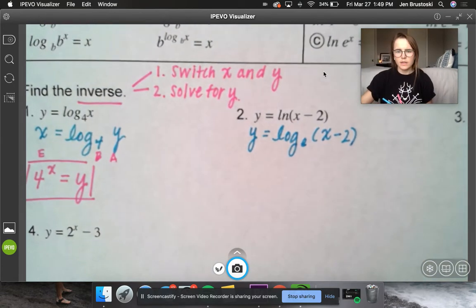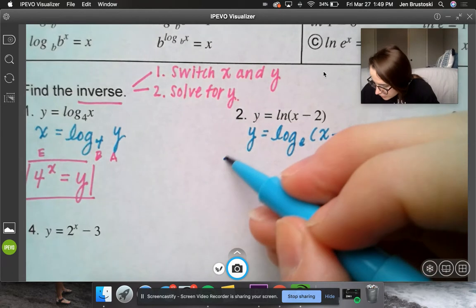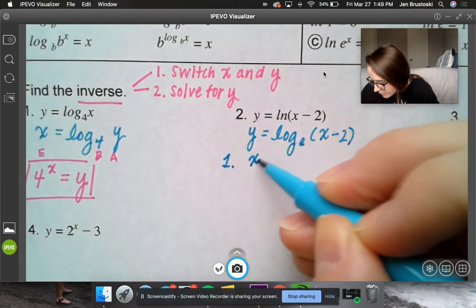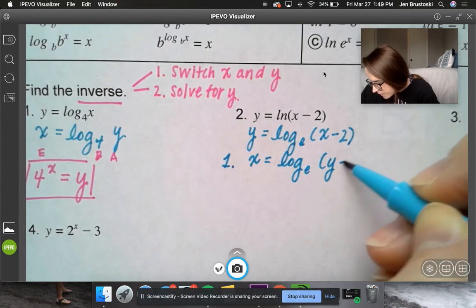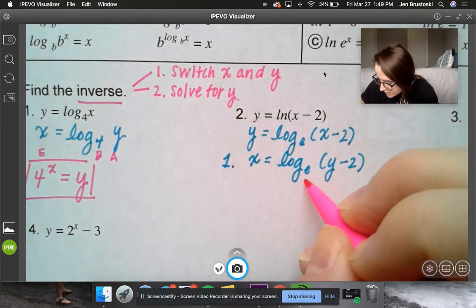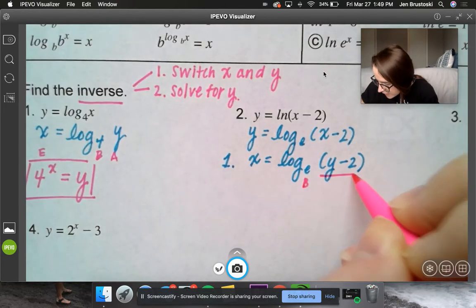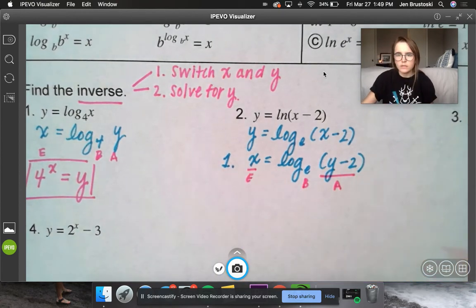Can barely see that. Okay. Now I'm going to do step 1. I'm going to switch my x and my y. So y becomes x, x becomes y. I've got to unlog it again. So this is b, this right here is a, and this is e. So this whole thing is a. So when we put it as our answer, that whole thing is going to move to the other side.